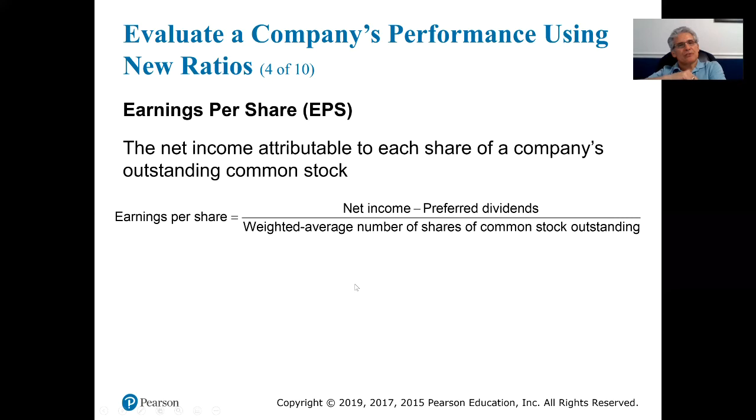Another common computation we like to look at is the earnings per share. How much money is being generated in terms of income relative to the amount of shares that are outstanding. The way we compute this is we take the net income minus preferred dividends, and we divide it by the weighted average number of shares of common stock outstanding.